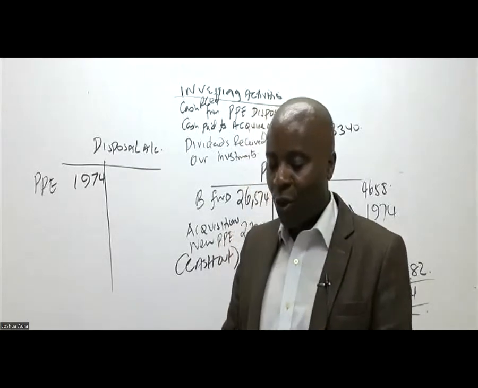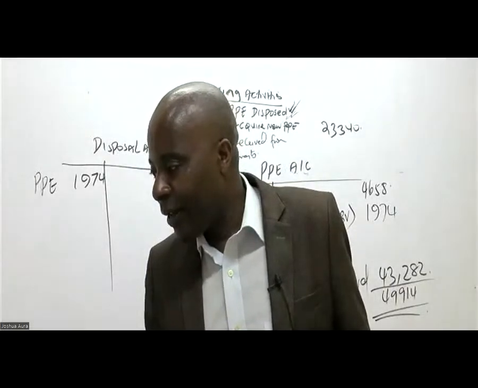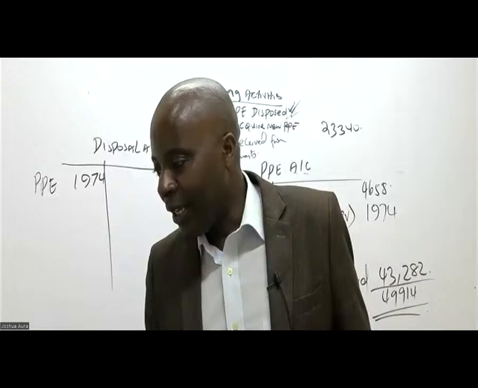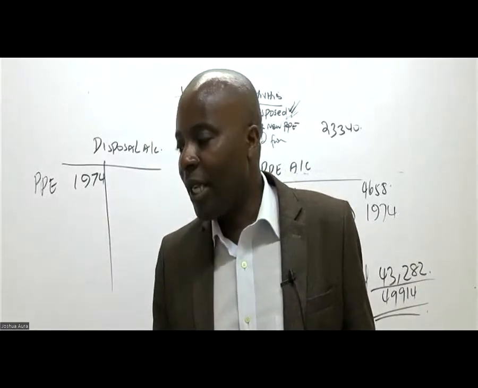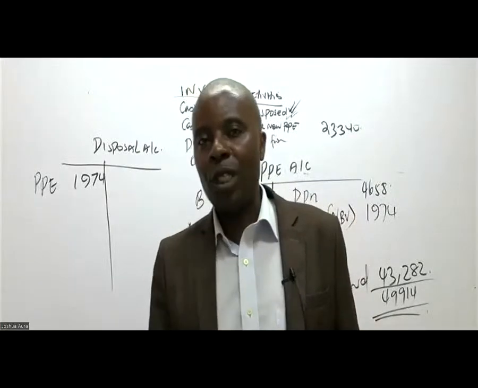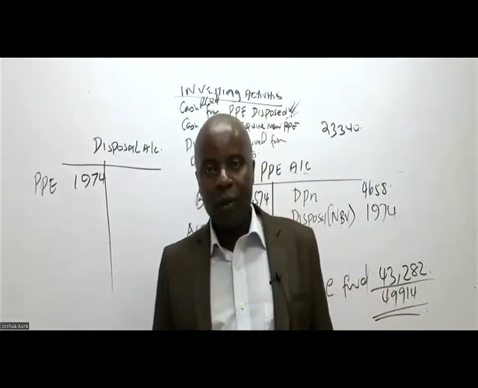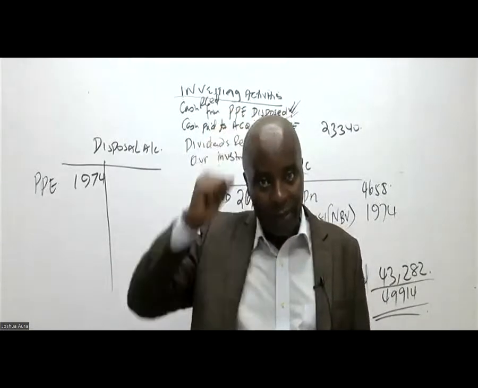In this question, they gave me a profit on disposal of 720. So when I got this profit, who can give me the accounting entries for that profit of 720? Which two accounts will be affected? One of them, of course, is disposal. The other one will be what here, somebody?